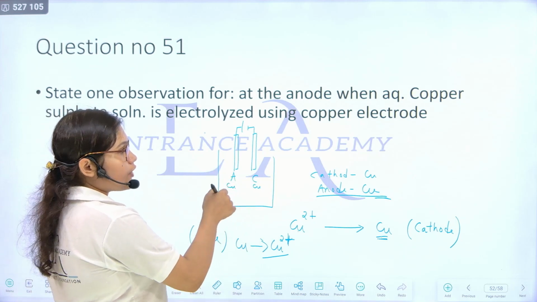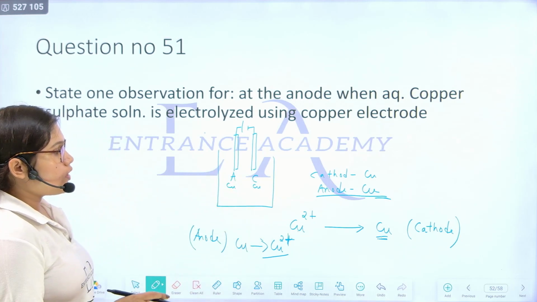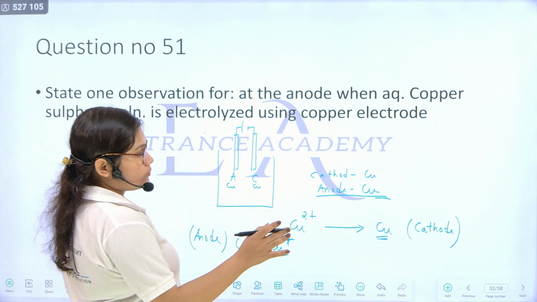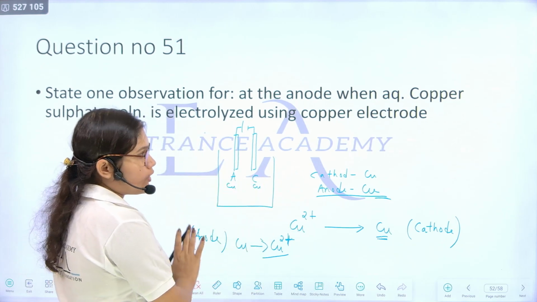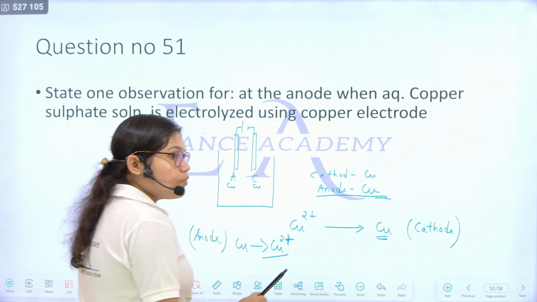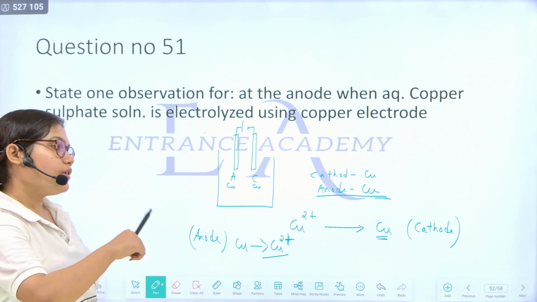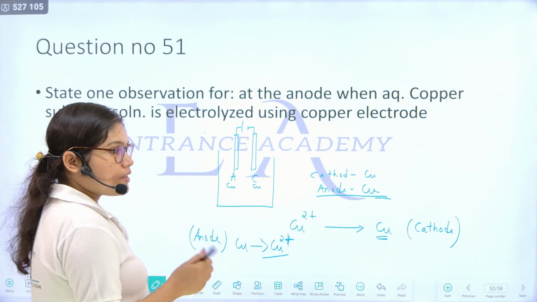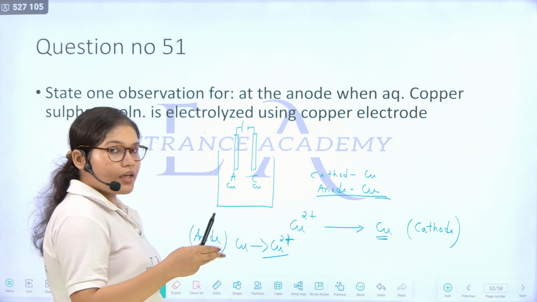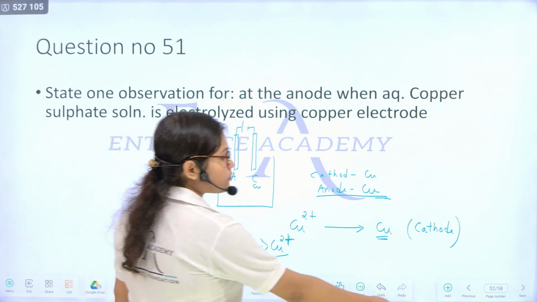The color of the electrolyte solution does not fade at all using a copper anode and copper cathode. But if we use platinum at the anode, then the color fades, because there is no replaceable Cu2+, so the color fades after some time.